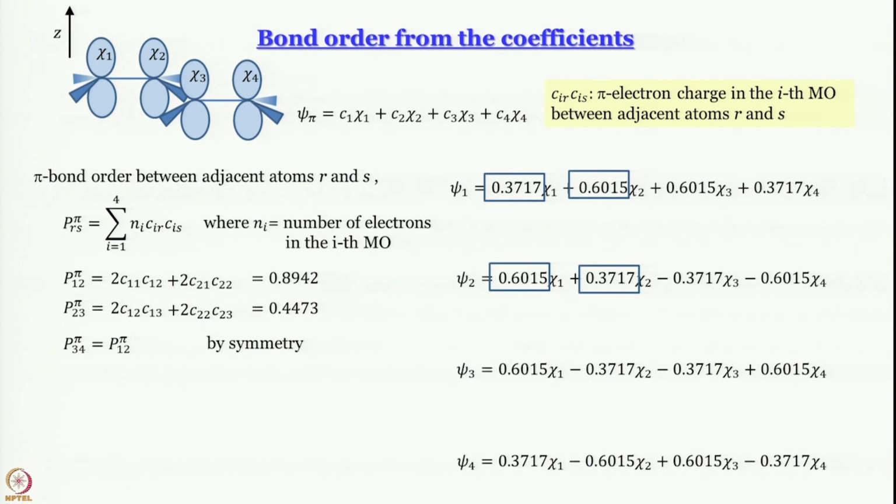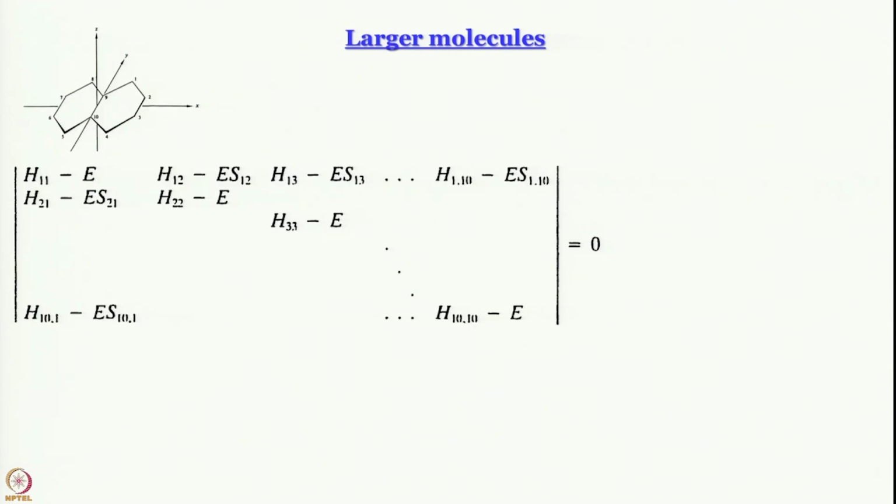Does this agree with the valence bond pictures that you drew? Please draw the resonating structures and convince yourself that this pi bond order is actually in agreement with what you get from valence bond theory using resonance as well.